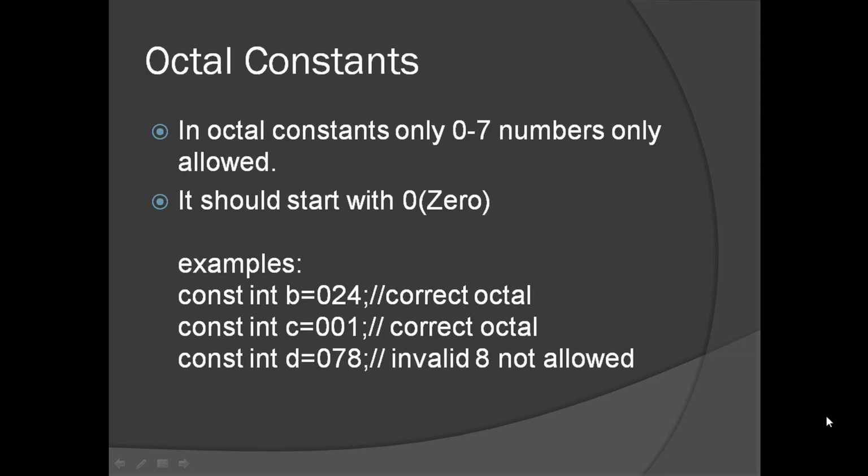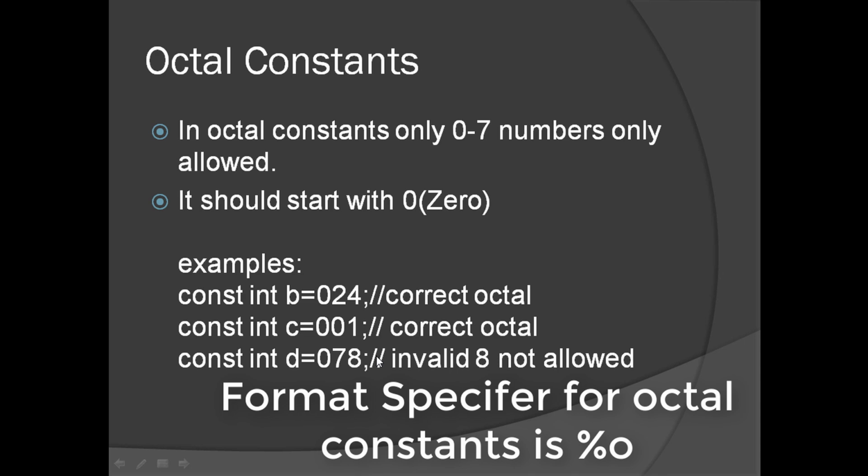The next type of constants are octal constants. In octal constants, only 0 to 7 numbers are allowed. It should start with 0, and the examples are listed down below. const int b is equal to 024. This is a correct octal. And the next one is 001. This is also a correct octal. When it comes to the third example, 078 is given, but 8 is not there in octal numbers. 8 is not a valid number in octal constants. So you will get a compilation error. The format specifier for octal constants is %o.